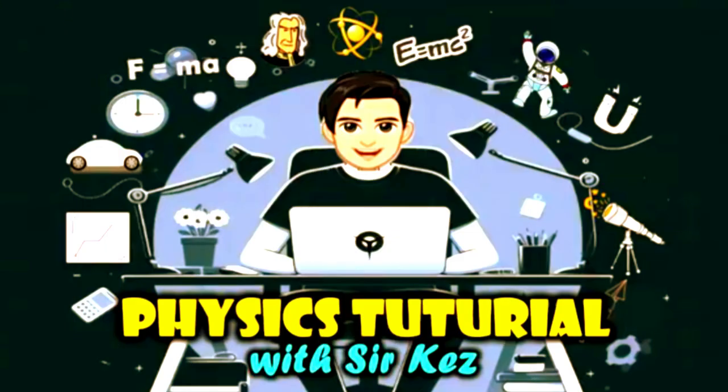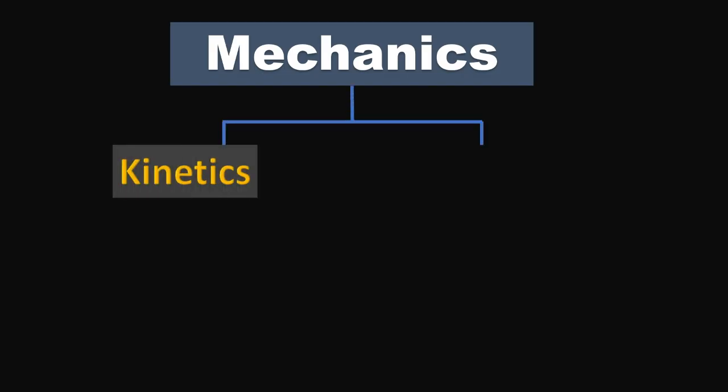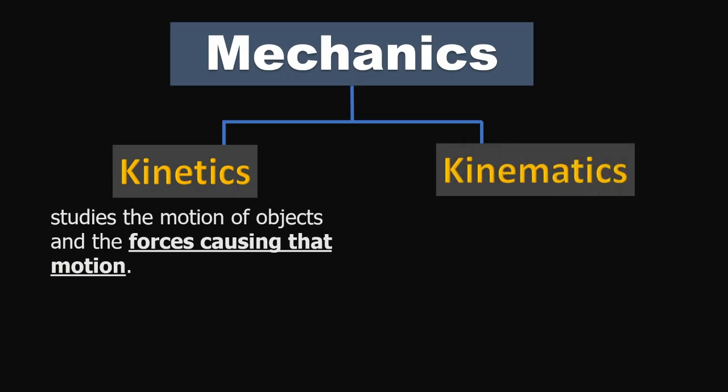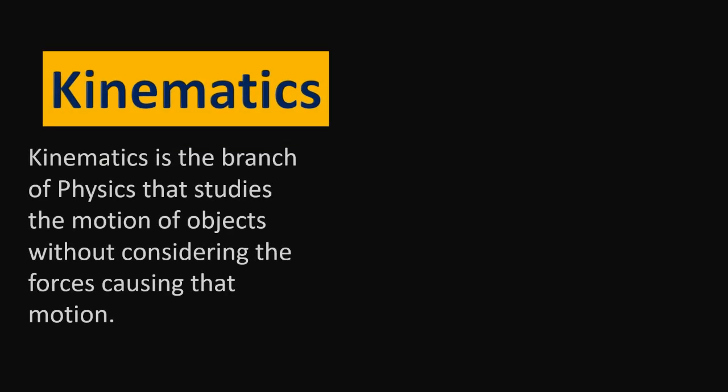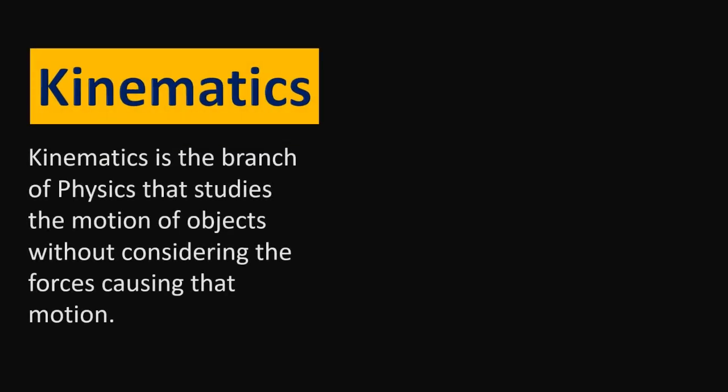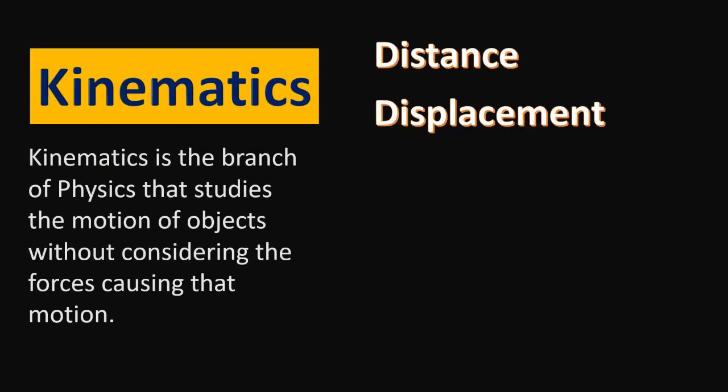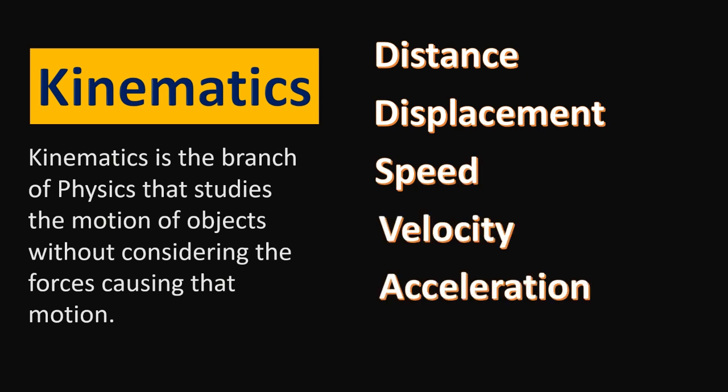Physics tutorial with Circus. Kinematics is, under mechanics, a branch of physics that deals with the study of motion. Its counterpart is kinetics, which describes motion in terms of the forces that move objects. Kinematics describes motion without talking about the involved forces. It talks about distance traveled by the object, displacement, speed, velocity, acceleration, and the time of motion.